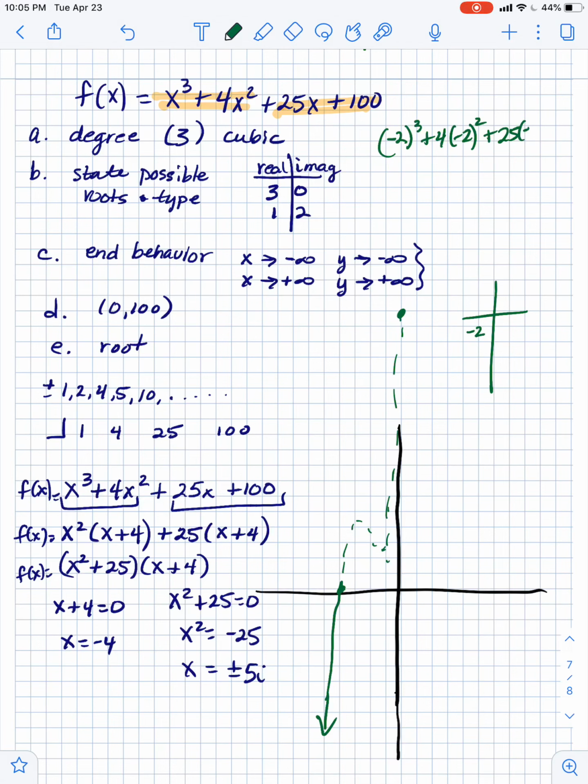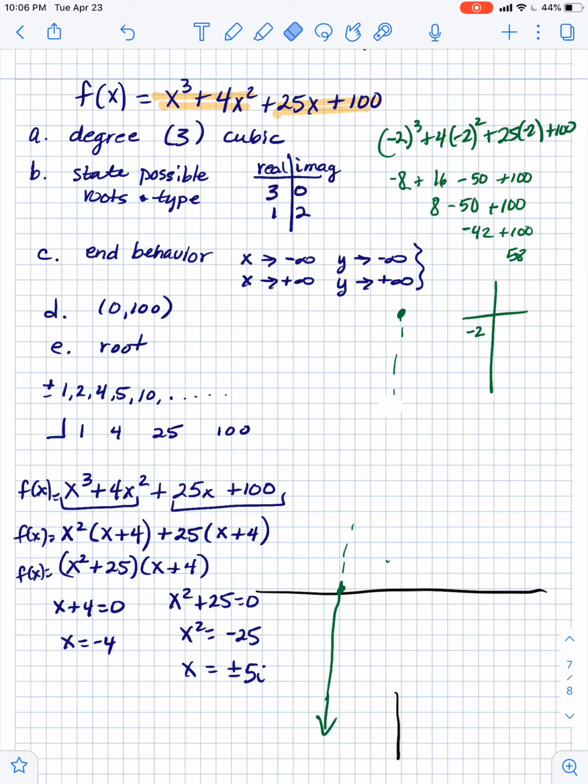Negative 2 cubed is a negative 8, times 1 is 8 after the sign change. Negative 2 squared is 4, times 4 is 16. This is a negative 50 and a plus 100. So add that up. I get 8 minus 50 plus 100, which is a negative 42 plus 100 would give me 58. So at a negative 2, I am up at 58.